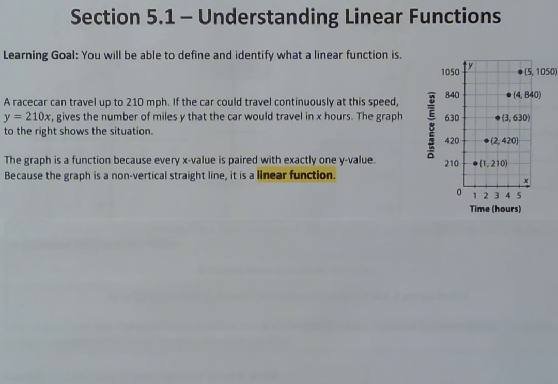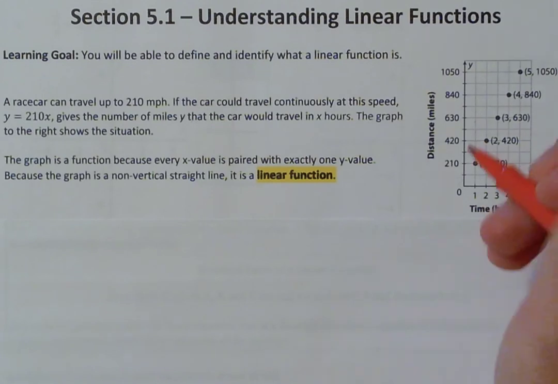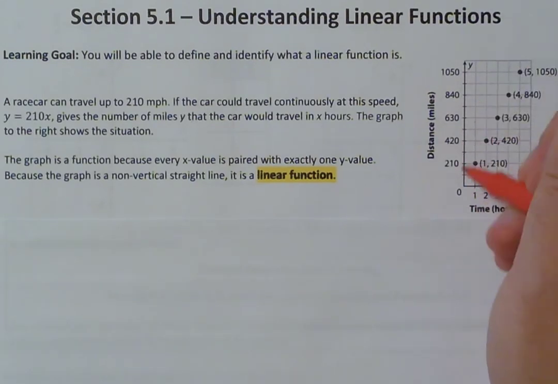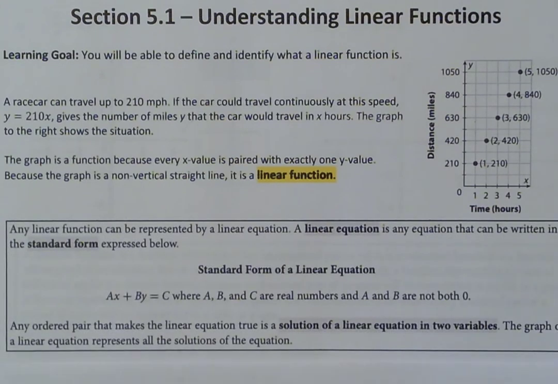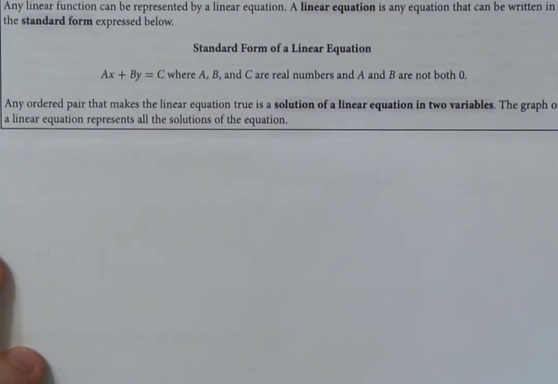So the graph needs to be a straight line, but it needs to not be a vertical, straight up and down line. Now, it can be horizontal, straight across left to right. It can have a slope to it, just can't be straight up and down. So that's how we determine something based off of a graph, if it's linear or not. Next, I want to take a look at how to determine it based off of its equation. So that is what I'm going to talk about next.